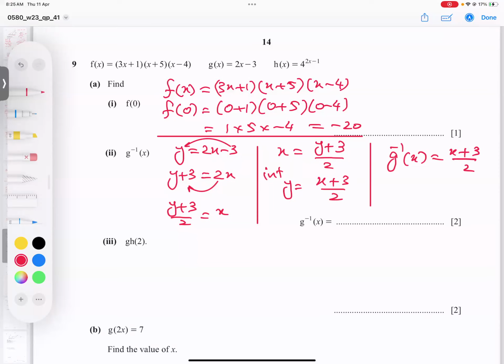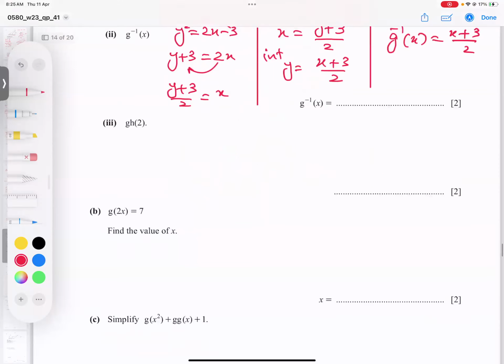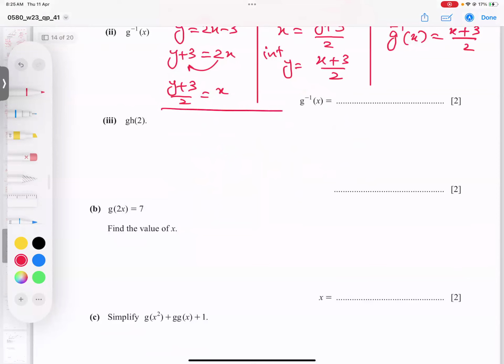Let's go for the next part. Next part is what here? So he's talking about the next part, g of h of 2. Actually, we'll do it step by step. How do we do step by step? So look here. First of all, put 2 in h and the whole result put in g. This is step by step.